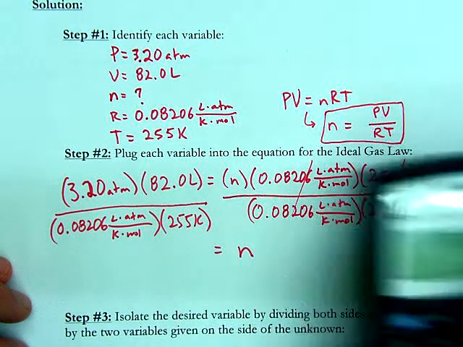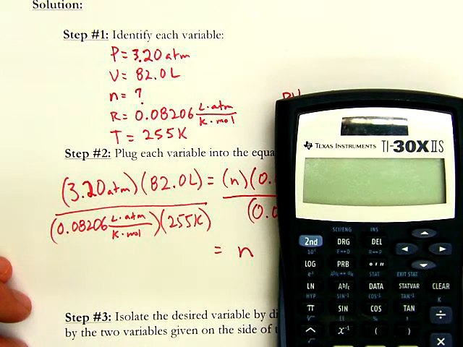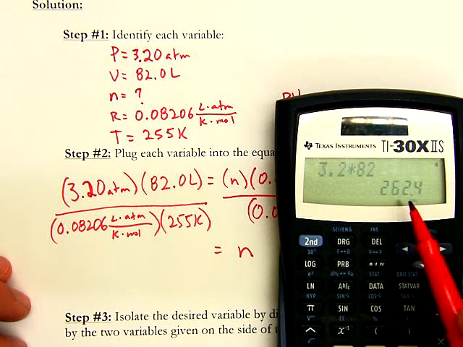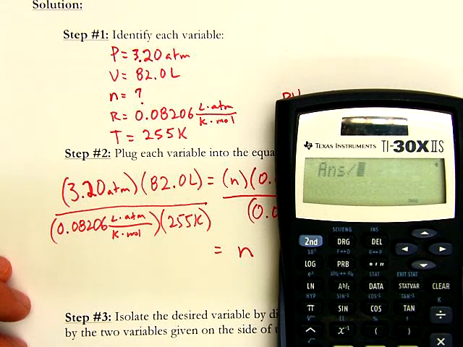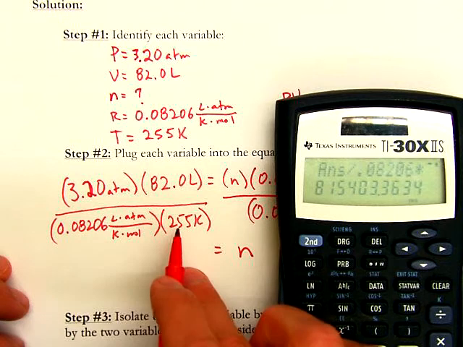Now, one thing that students tend to mess up on here is when they plug numbers into their calculator. What students often do is they go, okay, 3.2 times 82, and they get some number, right? And then they go divided by 0.08206 times 255. Enter. Now, this is the wrong answer. That's wrong. And you might be thinking, hold on, Mr. Rosen, I just saw you type that in. It says this times this divided by this times this, and you did that.